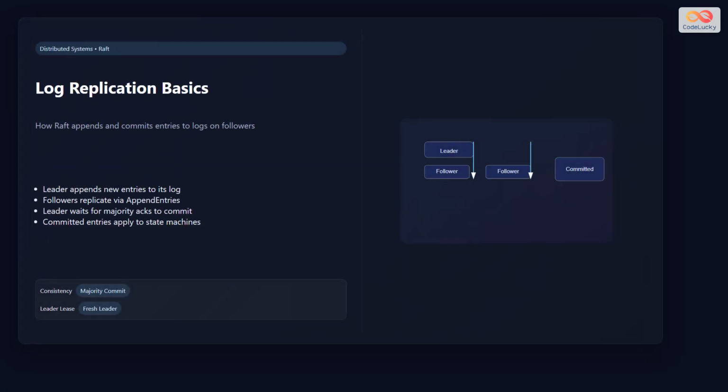Raft divides time into terms, which are numbered logical time periods. Each term begins with a leader election. A server can be in one of three states: follower, candidate, or leader. Followers passively receive entries from the leader. Candidates compete in elections to become the leader. The leader replicates entries to all followers. The log is an ordered sequence of commands that each server maintains. An entry is considered committed once it has been replicated to a majority of servers, and the leader has acknowledged it.